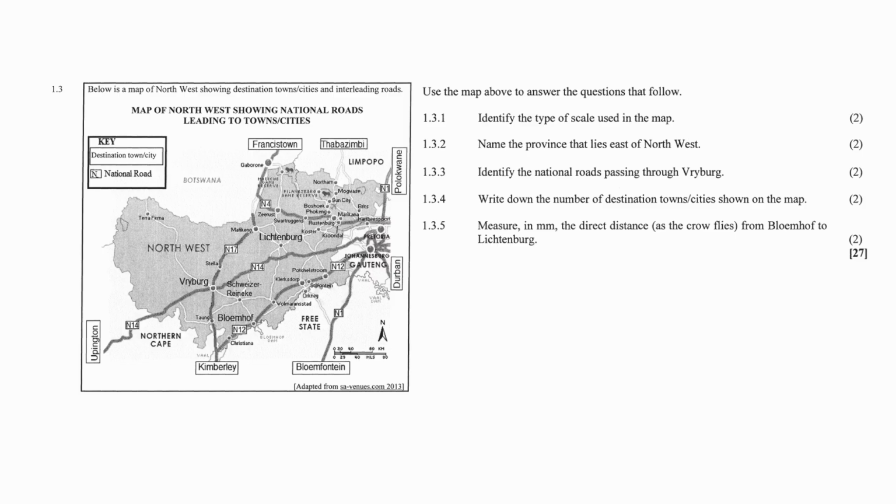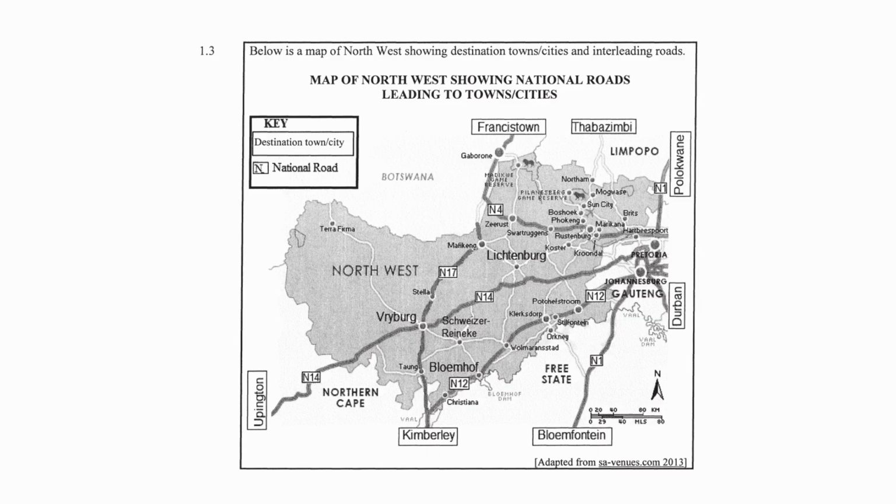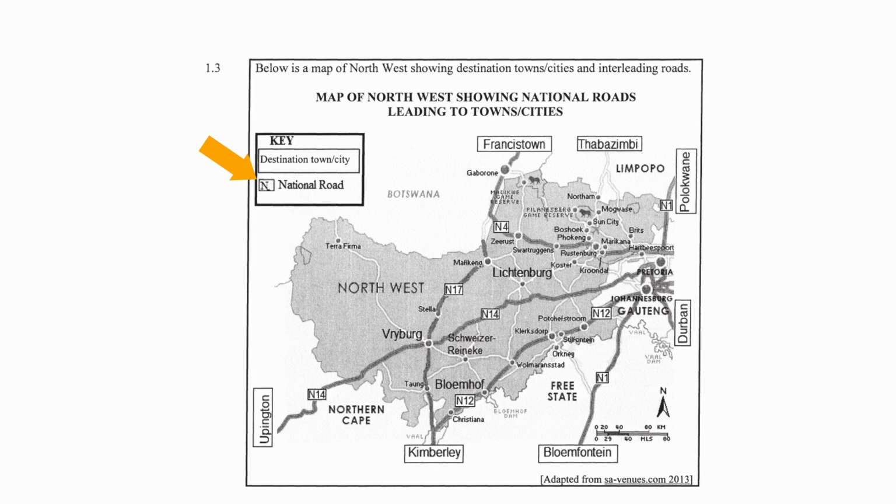Question 1.3 consists of 5 maps and plans questions that were designed to assess your understanding of road maps. You are given a road map of the Northwest Province showing destination towns or cities and interleading roads. Note that the destination towns or cities are given by this rectangular shaped key with the name of the town or city inside the rectangle. The national roads are indicated by a capital letter N and north points towards the top of the page.